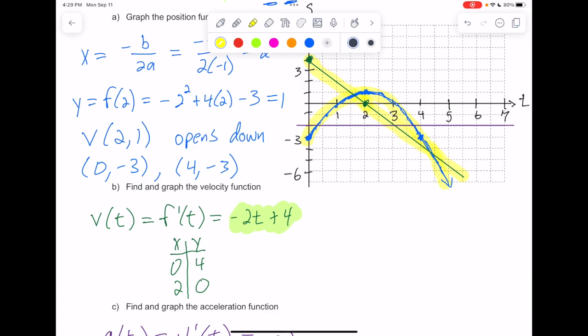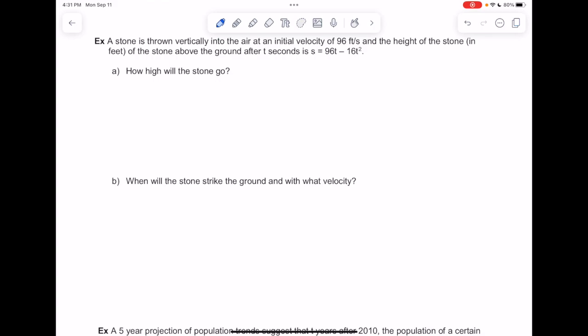And then as far as acceleration goes, that's constant, and that makes sense that the acceleration is constant if the velocity is a straight line. All right, so there's an example, and we will see some more on the next page. All right, let's go ahead and look at another example.